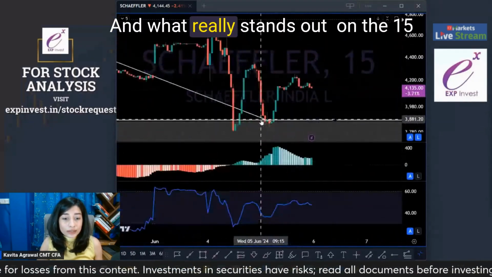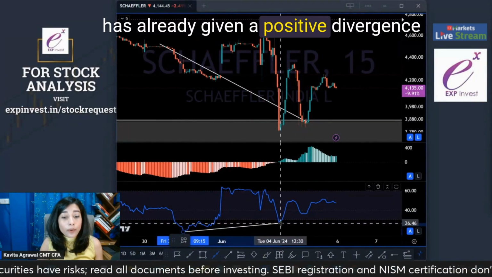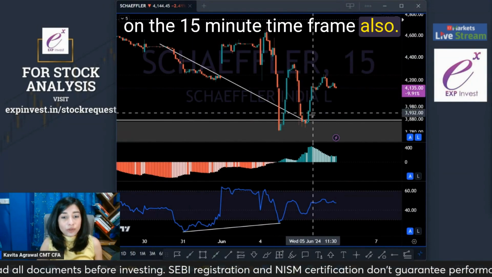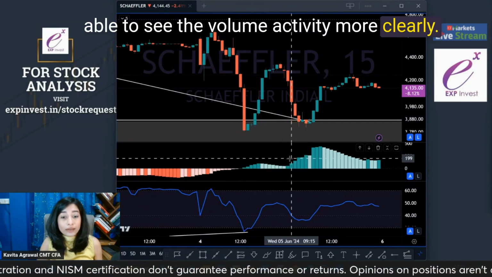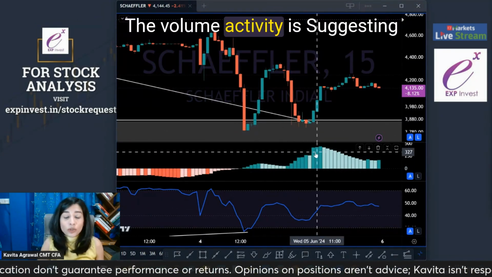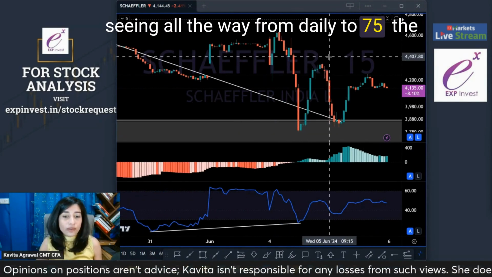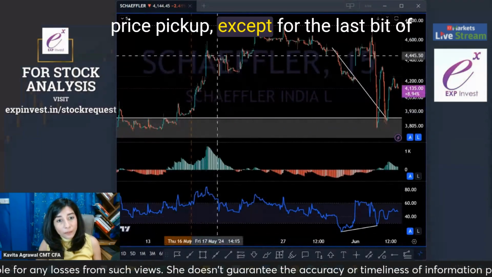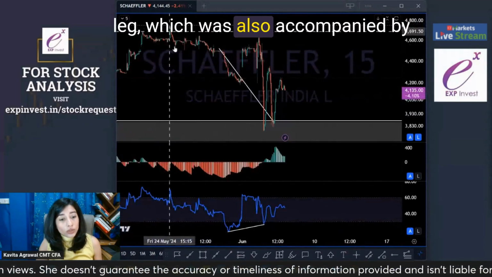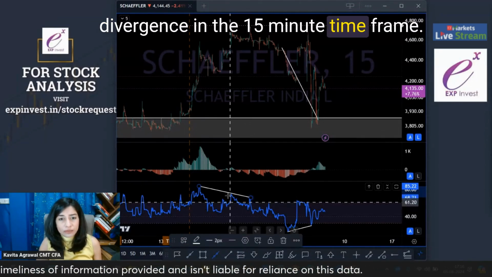What really stands out on the 15-minute time frame is that this stock has already given a positive divergence on the 15-minute time frame also. And on the 15-minute time frame, we are able to see the volume activity more clearly. And what are we seeing? Again, the volume activity is suggesting the same mixed signal that we're seeing all the way from daily to 75. The previous rally experienced very good price pickup, except for the last bit of leg, which was also accompanied by the occurrence of a small negative divergence in the 15-minute time frame.